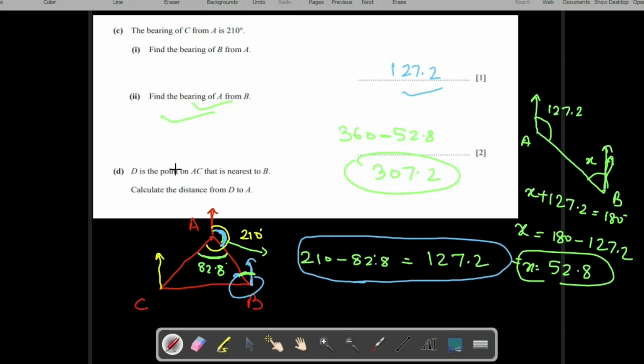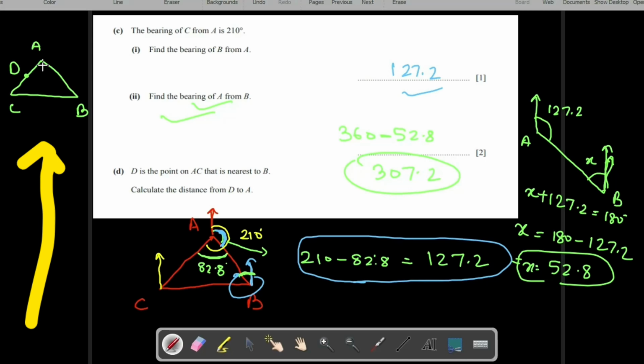Now the question is, D is the point on AC that is nearest to B. Okay, so D is the point on AC. Suppose, consider this diagram only. I'm just redrawing that. A, this is C, this is B, and suppose there is a D. So D is the point on AC which is nearest to B. Whenever it is nearest to B, any point which is nearest to B, that means it is always going to be perpendicular. So this is going to be perpendicular.